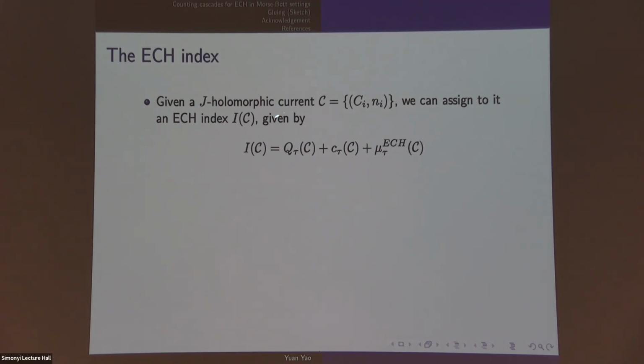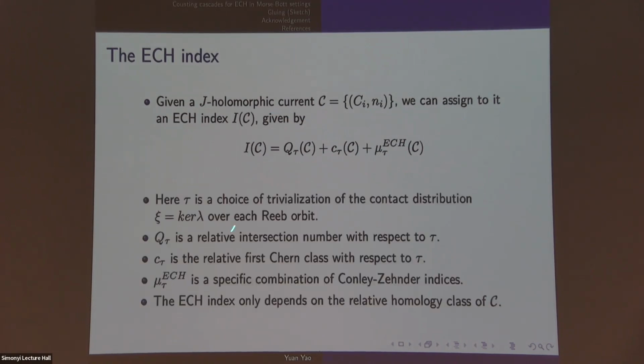So given a pseudo-holomorphic current C, I can assign to it an ECH index I(C), which is a sum of three terms: Q_tau, c_tau, and mu_tau^ECH. So what are these terms? Tau is a choice of trivialization of the contact distribution over each Reeb orbit. I fix such a trivialization for each Reeb orbit. And Q_tau is some kind of relative intersection number with respect to tau that only depends on the relative homology class of the current.